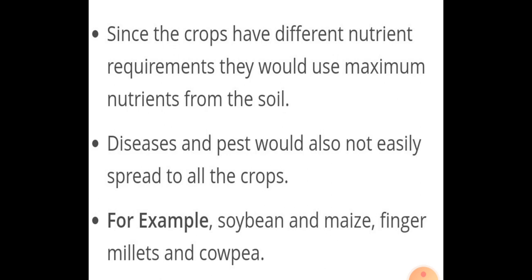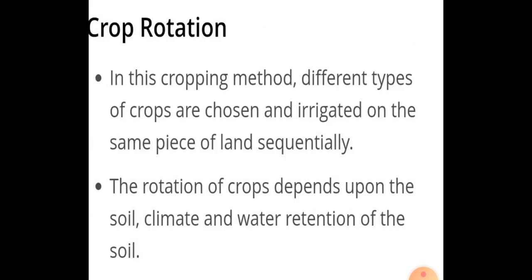Disease and pests would also not easily spread to all crops. The risk of disease, meaning pest attack, is also prevented in this type of cropping. For example, soybean and maize are sown together. Then millets and cowpea are grown together. So that is your intercropping.